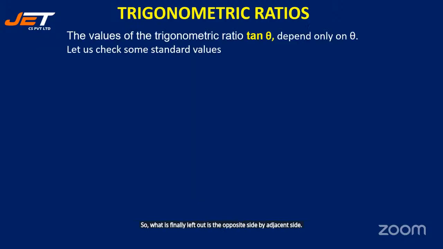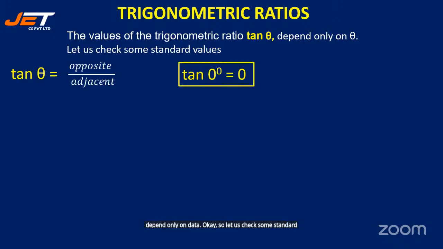The value of the trigonometric ratio tan theta depends only on theta. So let us check some standard values. What is tan theta? Opposite side by adjacent. So tan 0 is 0.